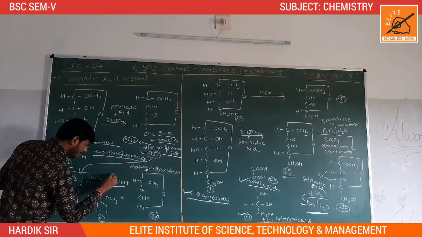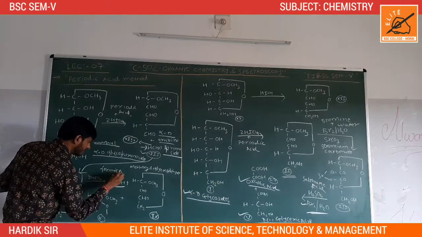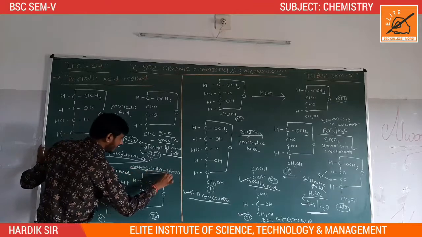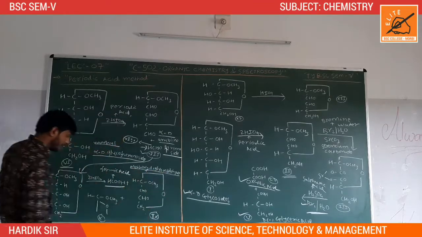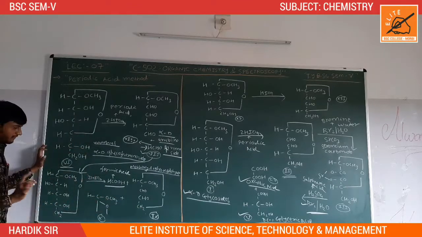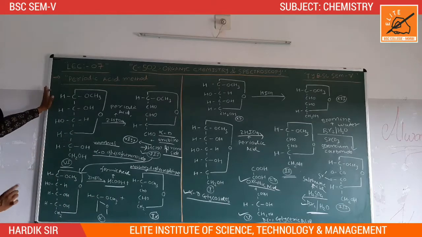diglycoaldehyde. This is the formic acid and methoxy diglycoaldehyde. This is the structure of diglycoaldehyde. The structure number 9 and the structure number 10 are also the same. This compound and this compound have the same structure.